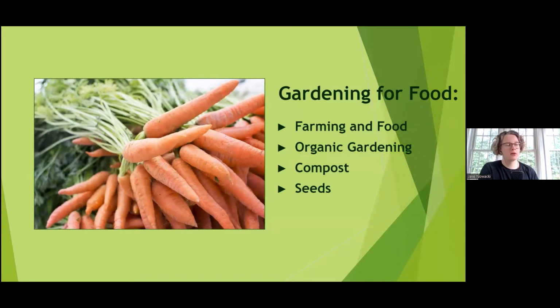Additionally, the gardening for food section includes information not only about pollinators, but about how people can grow their own gardens at home. Some of these resources include discussing the changing landscape of agriculture and how land on a smaller scale can be used for food. Some of the topics under this section are farming for food, organic gardening, compost, and storing seeds.